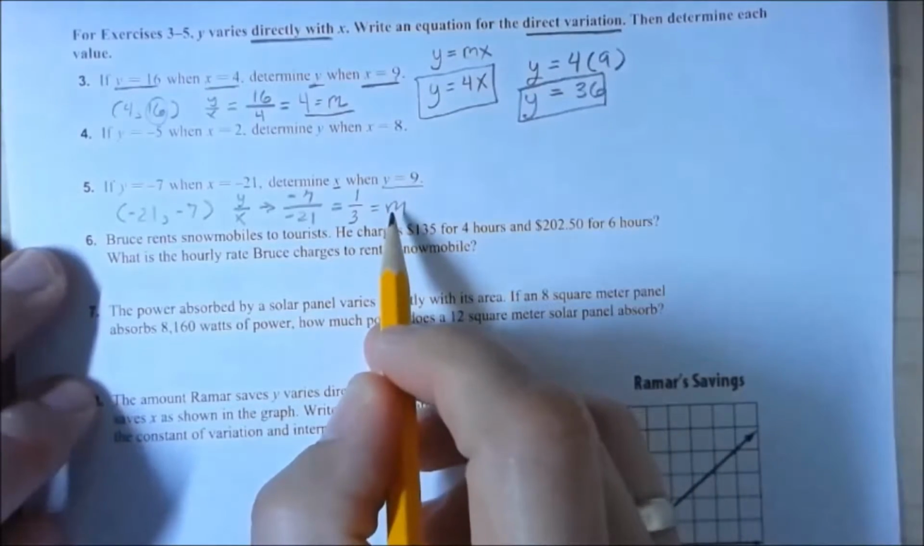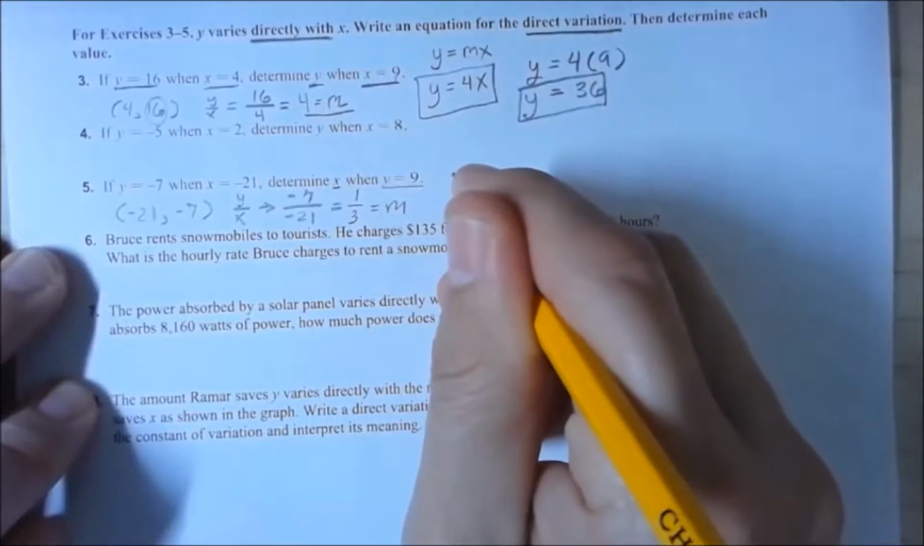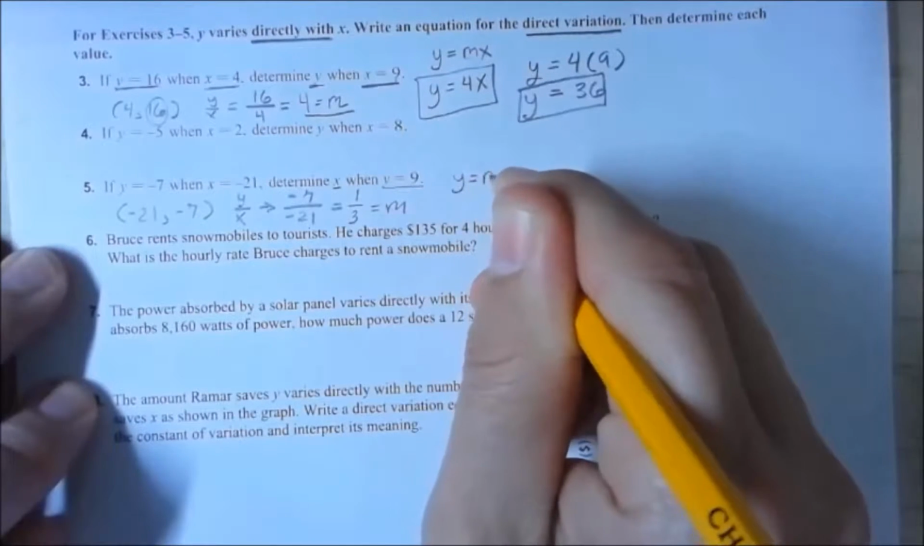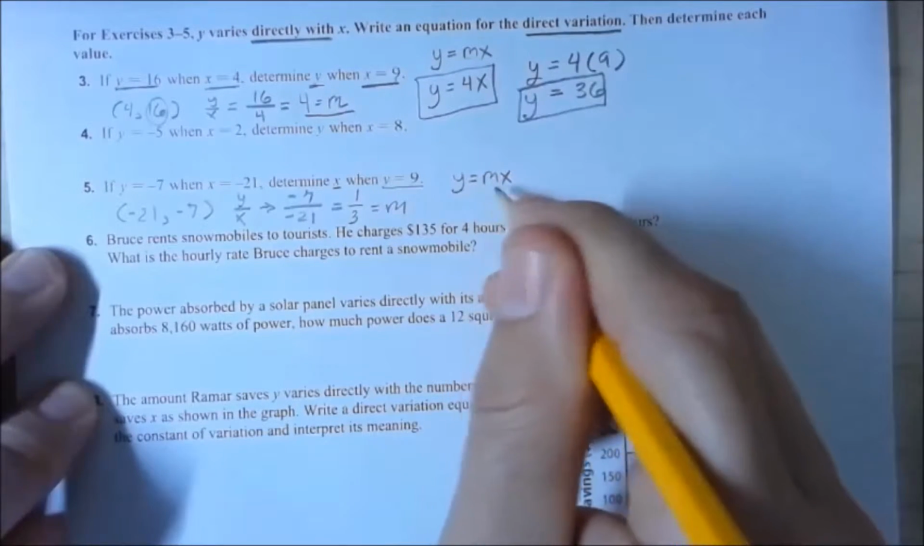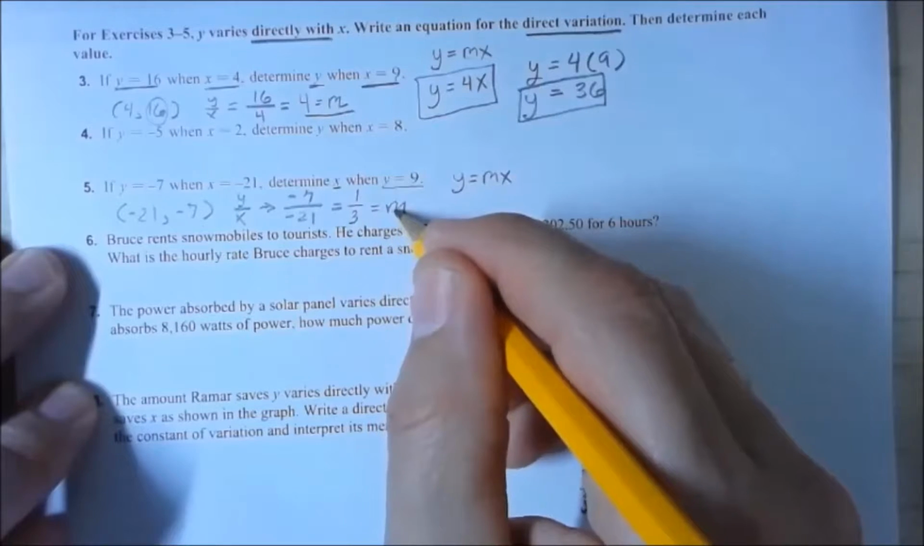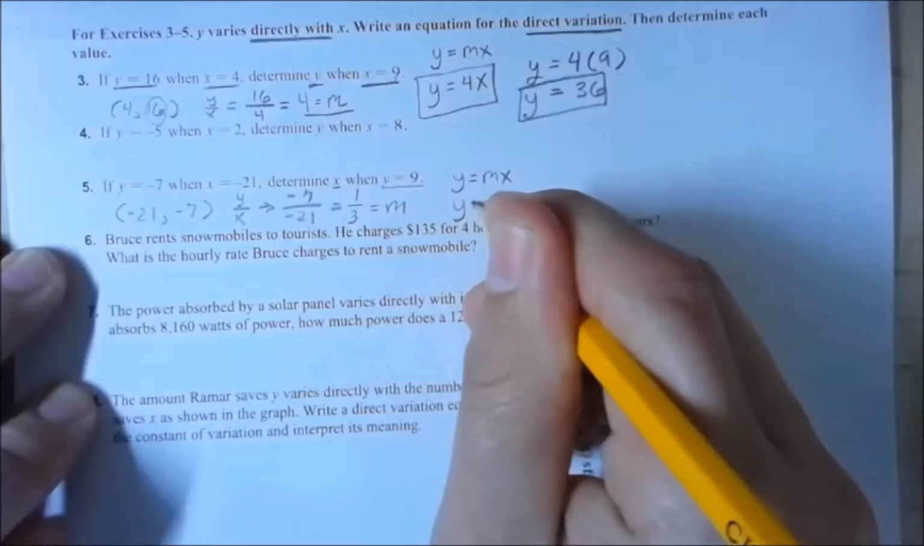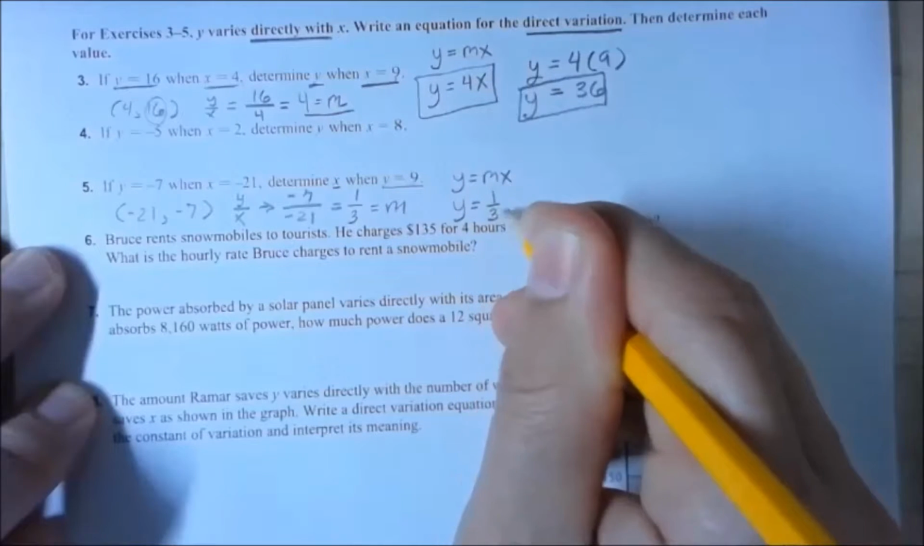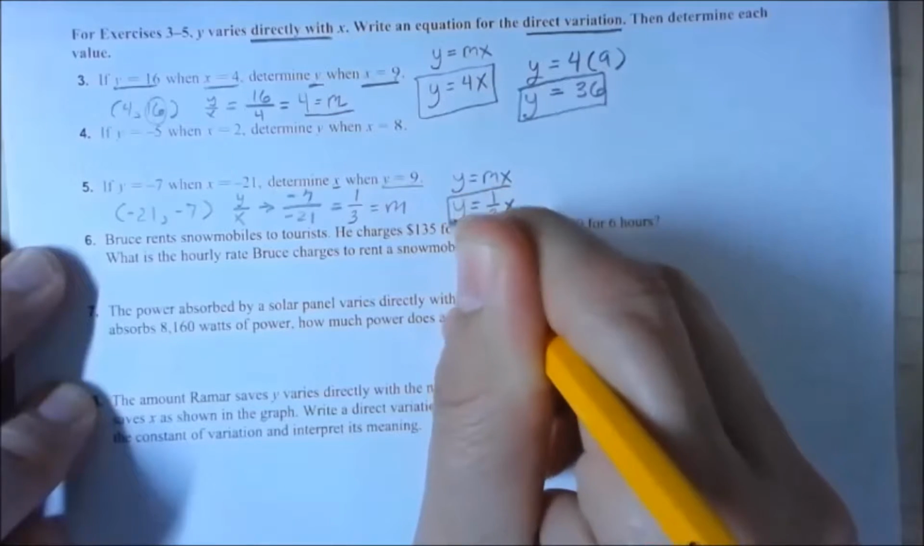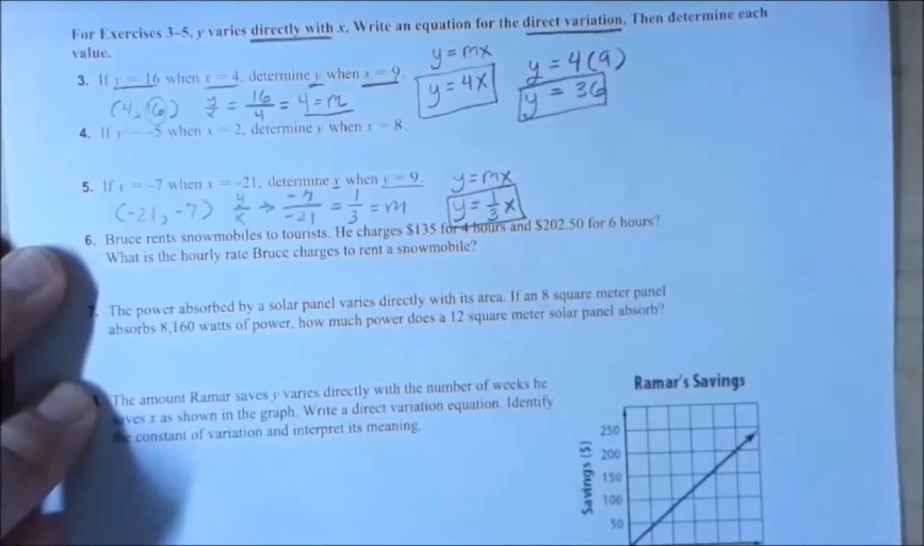So now that I know my m, I can write my equation. Remember, our equation is always going to be y equals mx. That's our direct variation equation. And since we know m is equal to 1/3, we just need to plug that in for m. So our equation is y is equal to 1/3 x. And box it, because that's part of your answer.